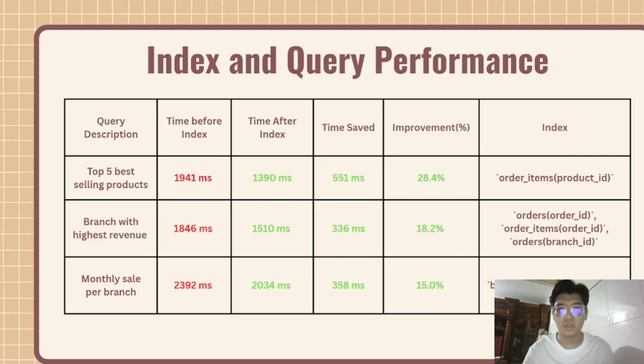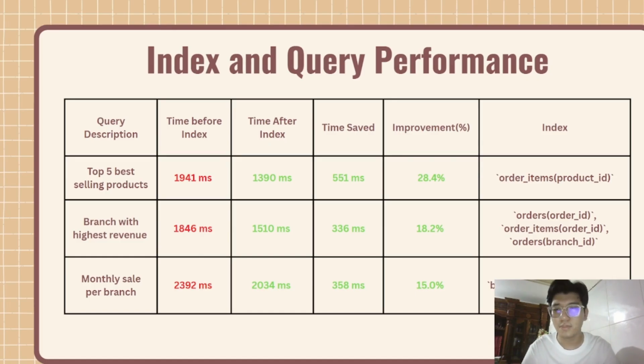Today I'm going to talk about index optimization. Let's start with our index optimization result. We measure query execution time before and after applying indexes to key columns, and we come up with three complicated queries to test it. The first one is top 5 best-selling products, branch with highest revenue, and monthly sale per branch.